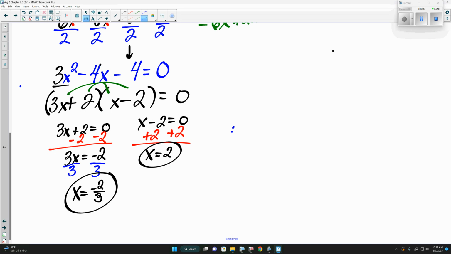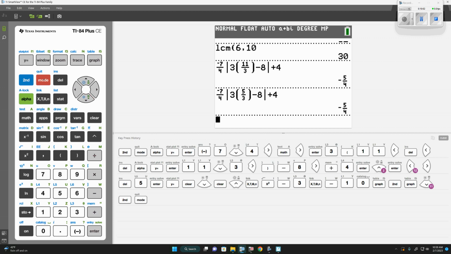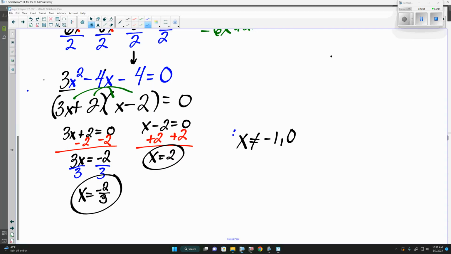Are either one of these our restrictions? Because our restrictions were that x could not be negative 1 or 0. Since they're not the restrictions, those are our solutions. The other thing we could have done is checked to make sure that those did work. And we could do that on either calculator. On the graphing calculator, because our two solutions were negative 2/3 and 2.